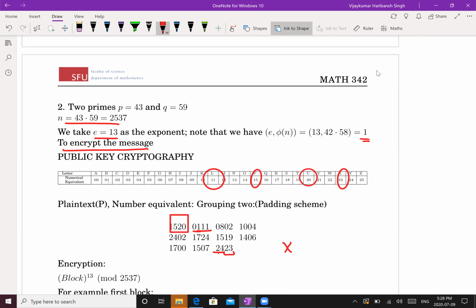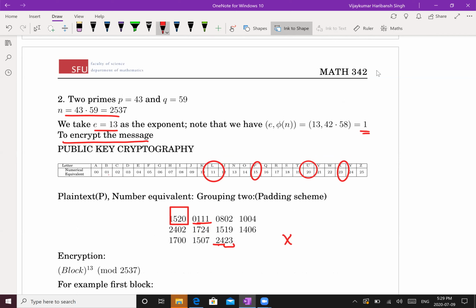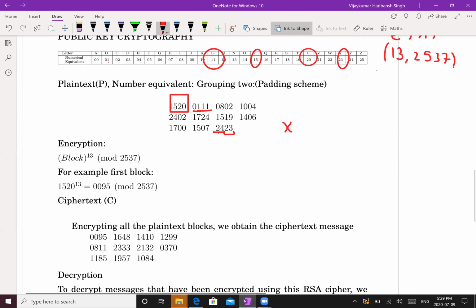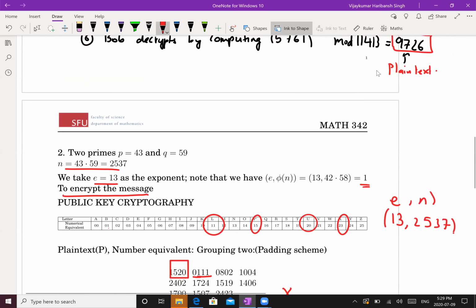Okay. So again, this is not necessarily the way you should do it. This is one of the suggested ways you can convert the message into plain text. After all, a plain text has to be a number, right? Then the encryption is as follows. Bob's public key now is E, which is 13, and N, which is 2537. Bob's private key is going to be 937, right? So we'll come to that in a minute.